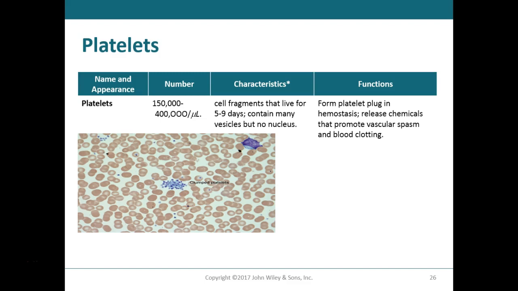The granules contained in the vesicles have chemicals that, when released, promote blood clotting, because that's the job of platelets: to stop blood loss from damaged vessels. They do so by forming a temporary little platelet plug. So even though they have a very short lifespan, they have a very important function.